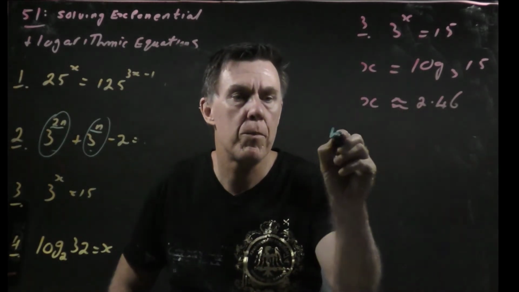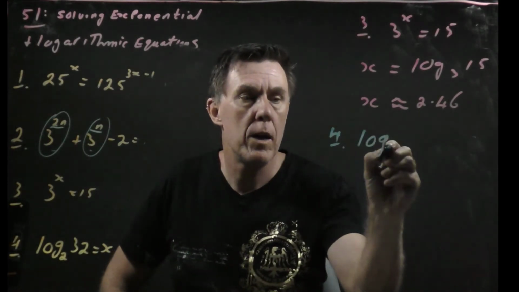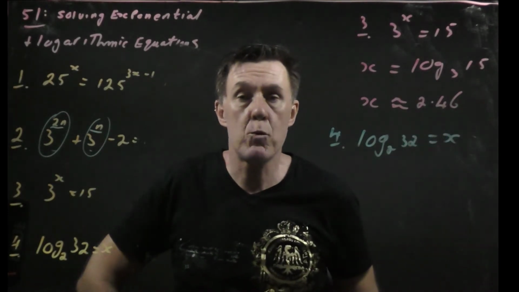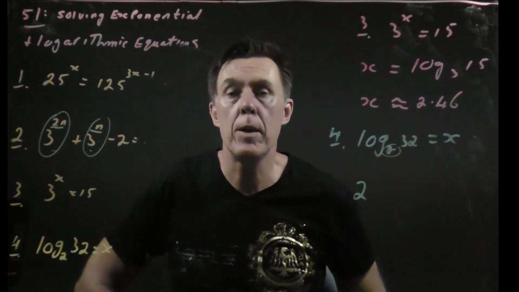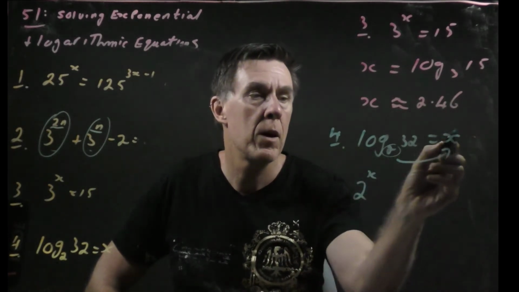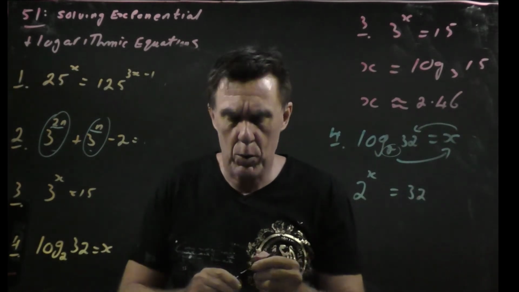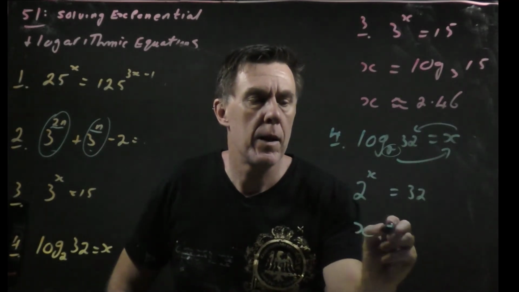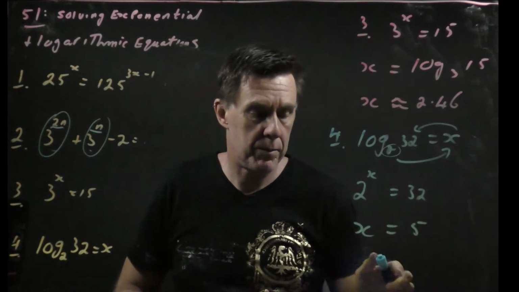Number 4. This one, once again, another straightforward one from your log laws of last year. It's in a log statement at the moment. Let's rearrange it and put it into an index statement. The base of the log is 2, so the base of the power will be 2. A log is an index, so the index must be x. The answer must be 32. We know that 32 is 2 to the power of 2, 4, 8, 16, 32. So x must be equal to 5. It's a very simple and straightforward one for us.